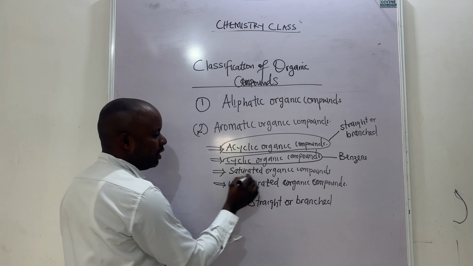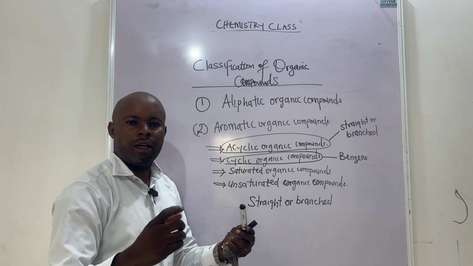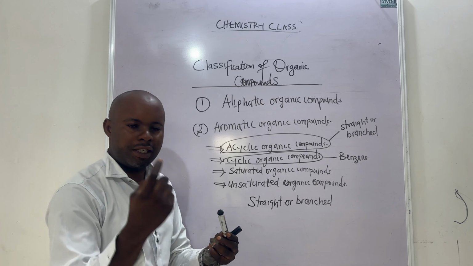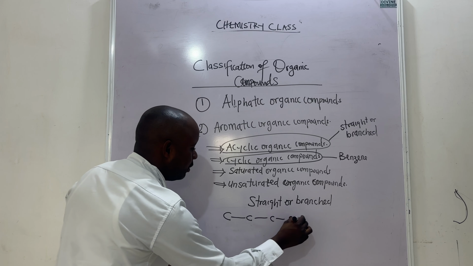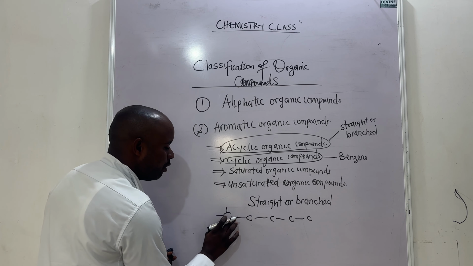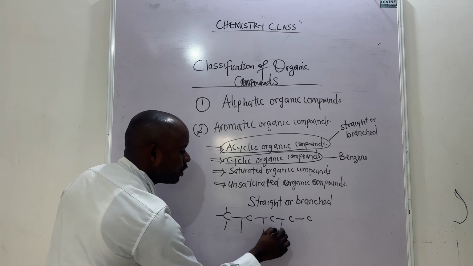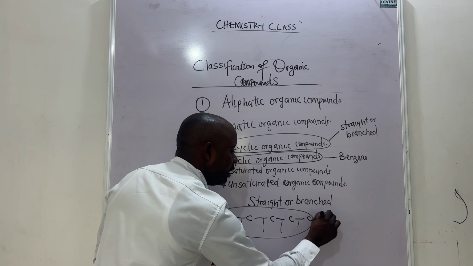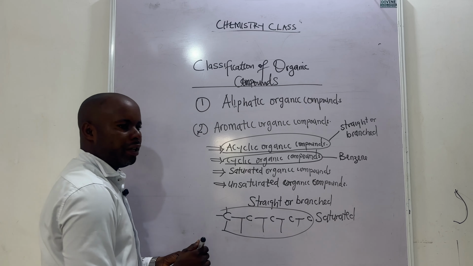What do we mean by saturated organic compounds? Saturated organic compounds are compounds in which the bonds between carbon atoms are held together by a single bond. For instance, let's use this as a very good example. If you check this compound, the bond between this carbon and this carbon are all made up of single bond. So this kind of organic compound is known as saturated. They have full hydrogen that is bonded tetrahedrally.